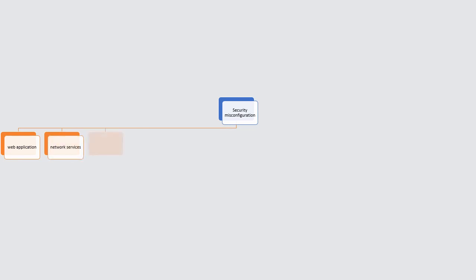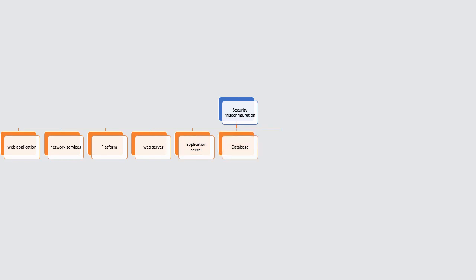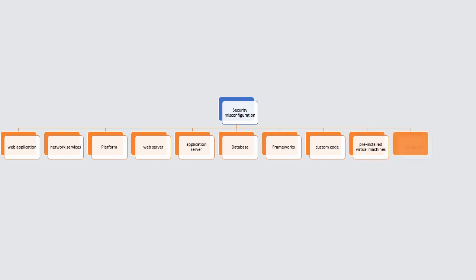Security misconfiguration. Web application, network services, platform, web server, application server, database, frameworks, custom code, pre-installed virtual machines, containers, and storage.